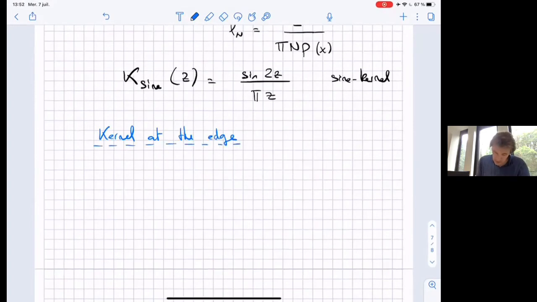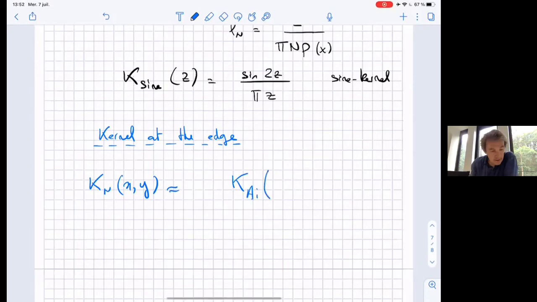Okay, so I will just look at the things this way. I want to look at K_n(x,y). What I'm saying now is that this is a scaling function, K Airy, as you can imagine. And x edge, what I call x_e, is the edge divided by w_n. So x_e is the edge, w_n is the width.